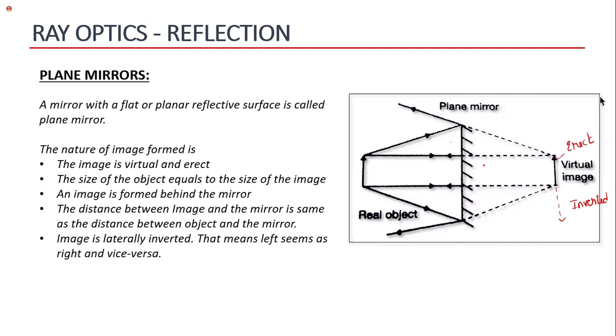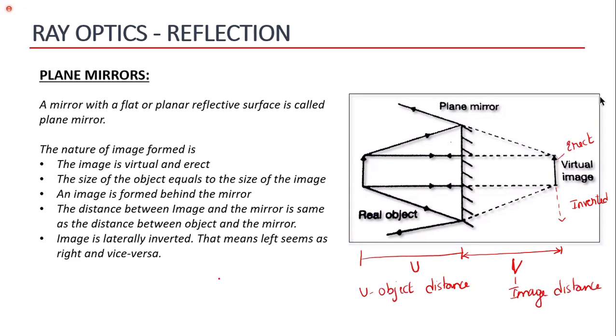Clear? Now, the distance between the object and the mirror, let me take it as u, will be equal to the distance between the mirror and your image, which I'll take as v. So u is the object distance, v is the image distance. Clear? Yes, sir.